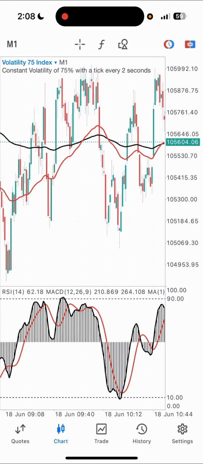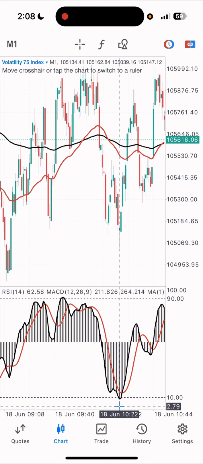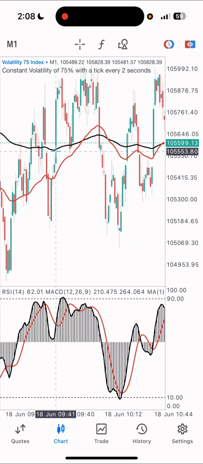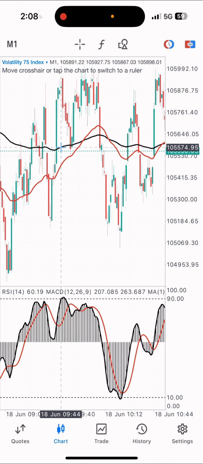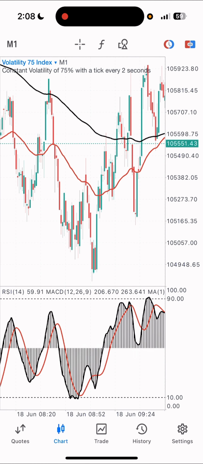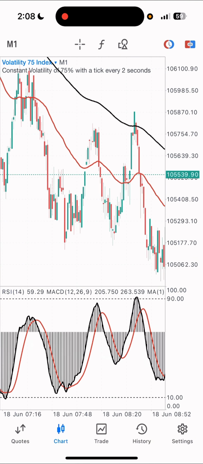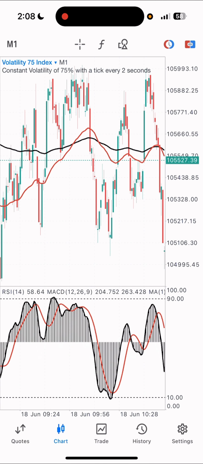Now if you take a look right here, you can see that there's a level of 90 here, there's a level of 10 here, and we have the double moving average on the main window, as you can see. So how do you trade this market successfully using this easy strategy?